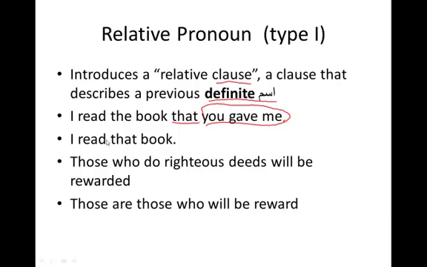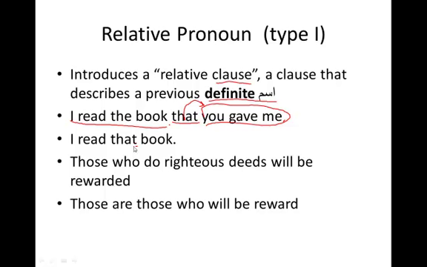But it's part of another sentence, and this, you gave me, describes the book. You could have stopped here. I read the book, period. You could have stopped there. But you wanted to describe which book? You use a relative pronoun, that, because of the full sentence between the book and the describer of the book. I read the book that you gave me.